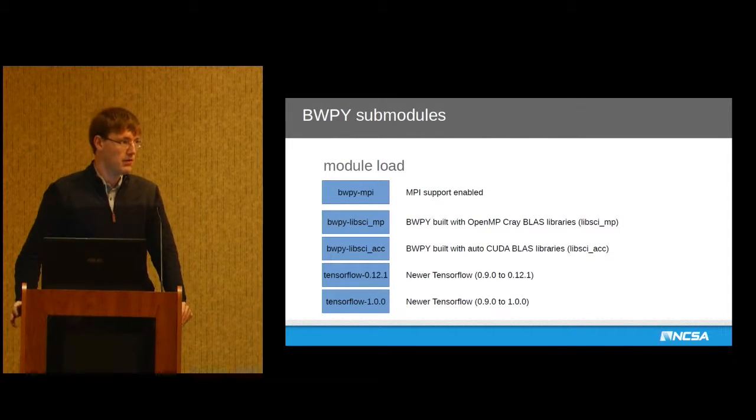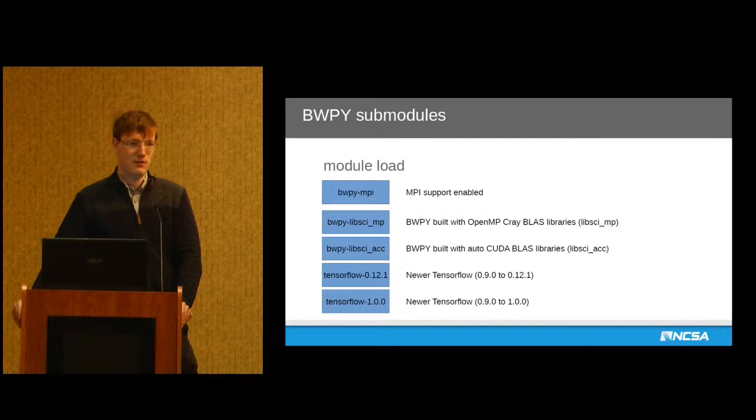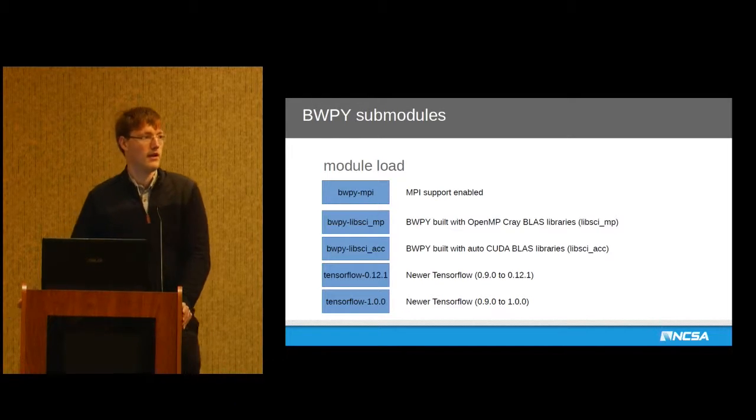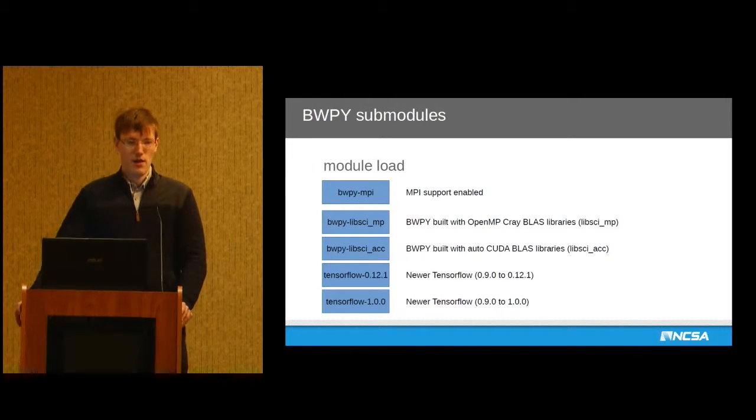So there's a number of submodules. As you know, if you try to run an MPI application on a login node, it will fail. So I need to be able to support users who are using Python on both the login nodes and the compute nodes. So the BWPy MPI submodule is used to layer on top of the BWPy module, only including the things that are MPI enabled.